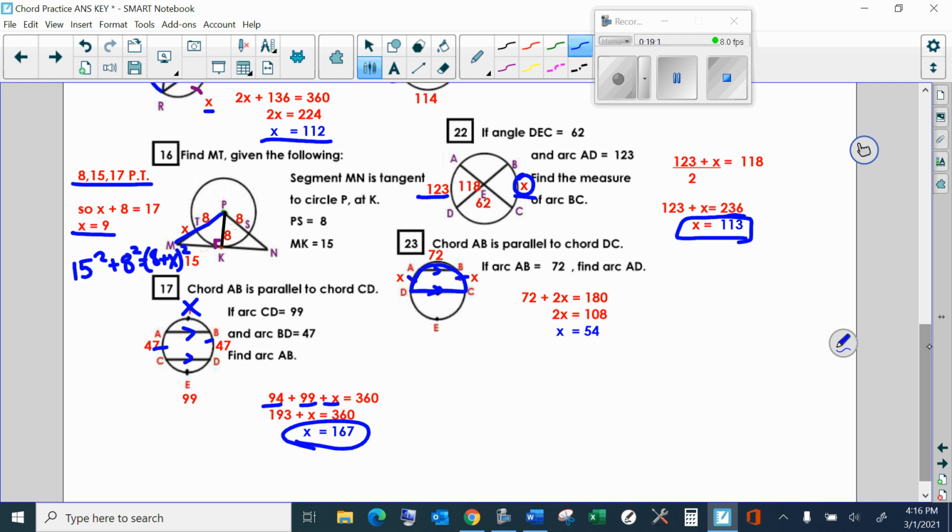So I have x plus x plus 72 equals 180, 2x equals 108, divided by 2, and you get x equals 54. So arc AD is 54. Okay, that will do it. Just over 19 minutes.